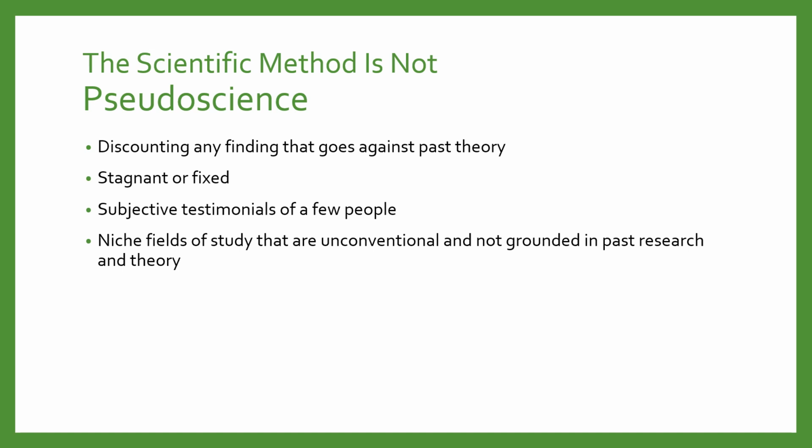Also, pseudoscience usually involves subjective testimonials of just a few people. Instead of using the scientific method to find consistent results across many observations, pseudoscience relies on anecdotal evidence. Pseudoscience is also suspect if you're looking at something that has a niche field of study or that's unconventional and not really grounded in past research and theory. For example, new medical treatments for depression should probably be based on neuroscience and psychiatric research, not co-occurring correlational events that have no experiments to back them up.